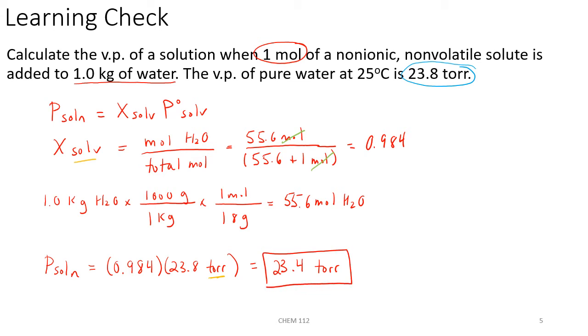Since the vapor pressure is going to be lower, we should expect a lower number than that of the pure water. So it only dropped by 0.4, but it still is lower, and that's kind of a check you can use at the end to make sure that your answer makes sense.